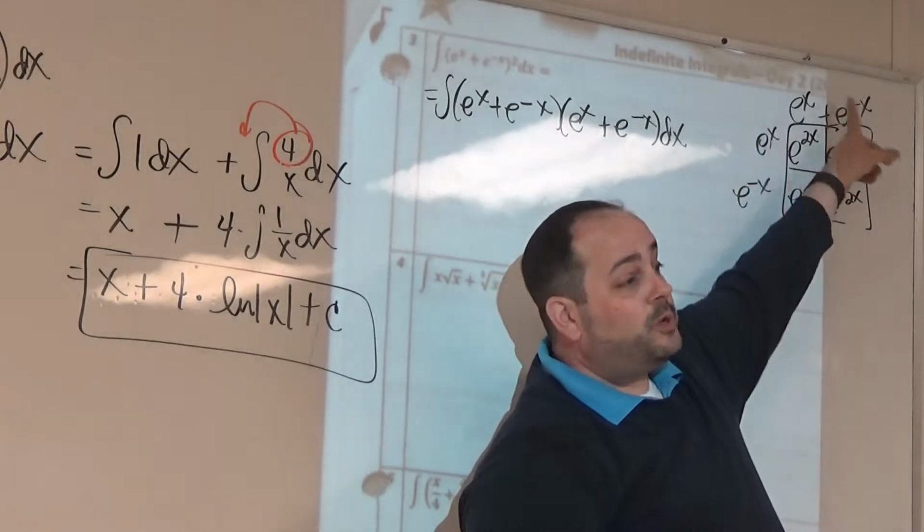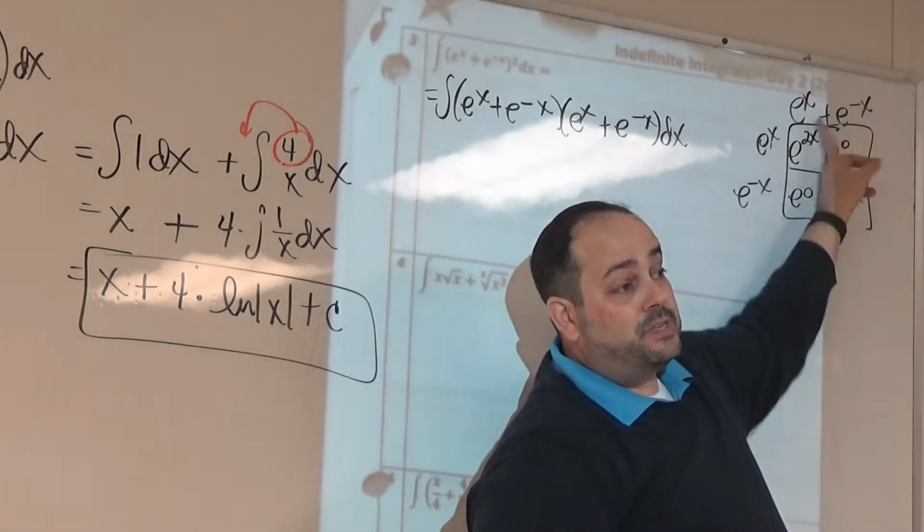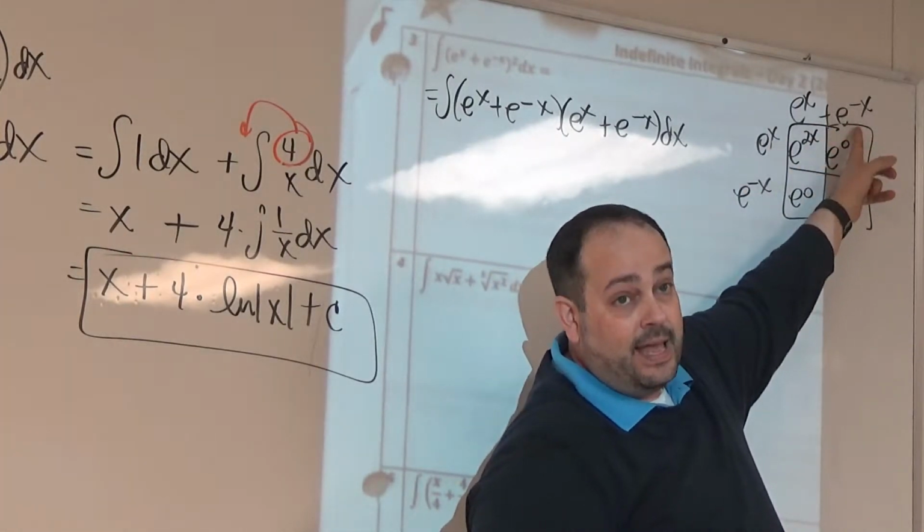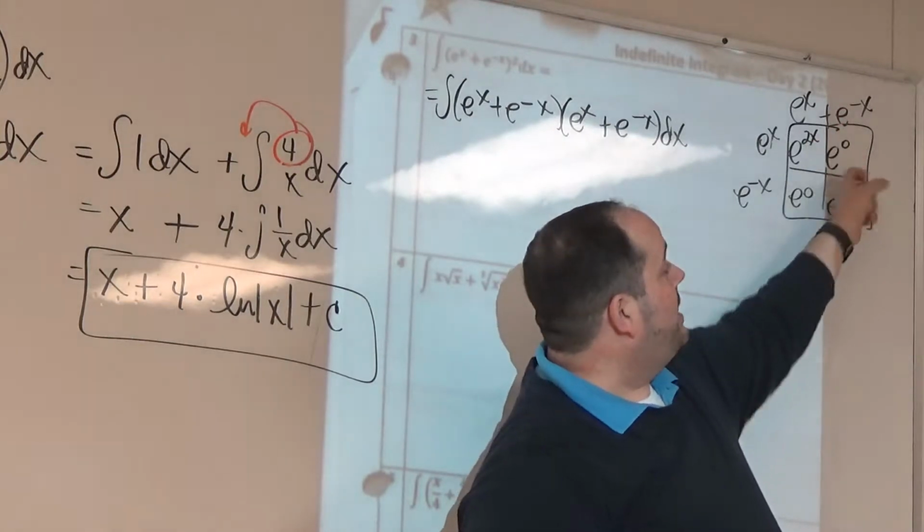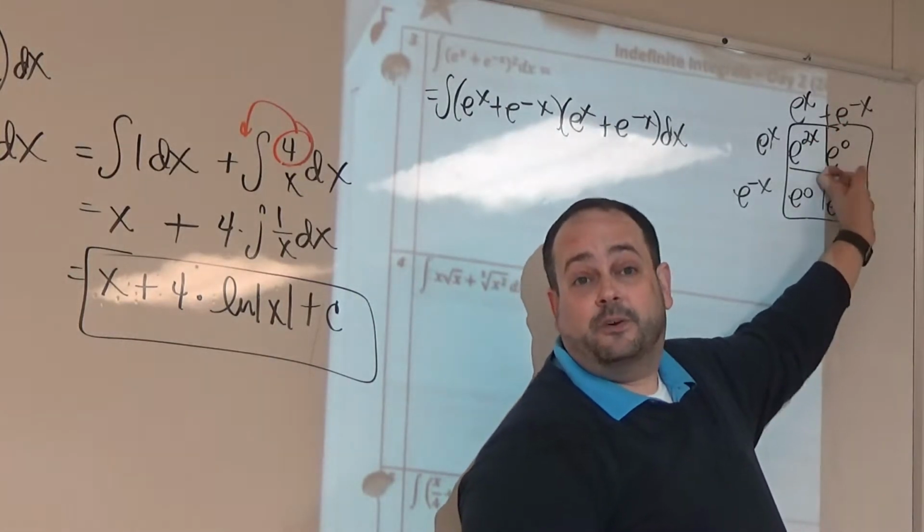The exponent rule here: they add, if your bases are the same. So add the exponents. And you get e to the 0, but even better, e to the 0 is really 1.